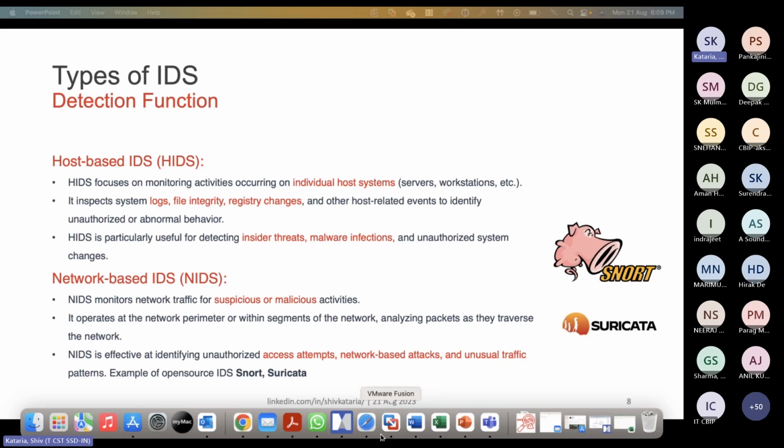In our environment, it could be an operator station, it could be an engineering station, it could be the server, it could be a SIEM and patch server, it could be a service PC or remote desktop. It could also be an Active Directory domain controller. So all those systems which are running on a Windows or Linux environment, there you can deploy a host-based intrusion detection system.